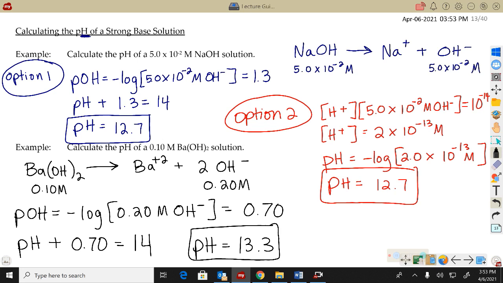It's just that with the bases, no matter what, you've got an extra step. If we want pH, somehow we're going to have to deal with the fact that the base does not produce hydrogen. It produces hydroxide. So I could either do the pOH first, or I could calculate the hydrogen concentration. And all of these little equations are right in your packet.